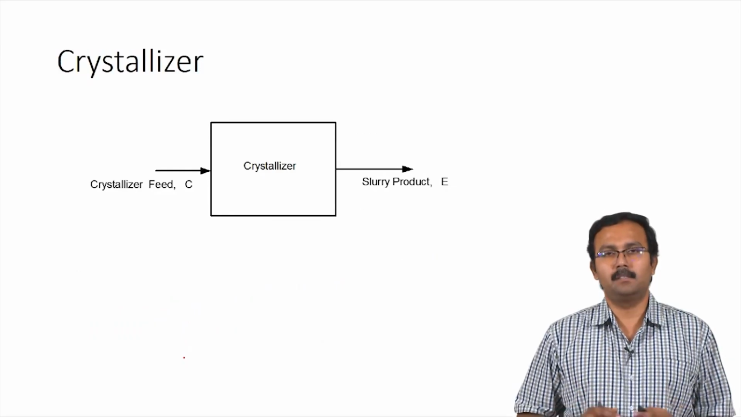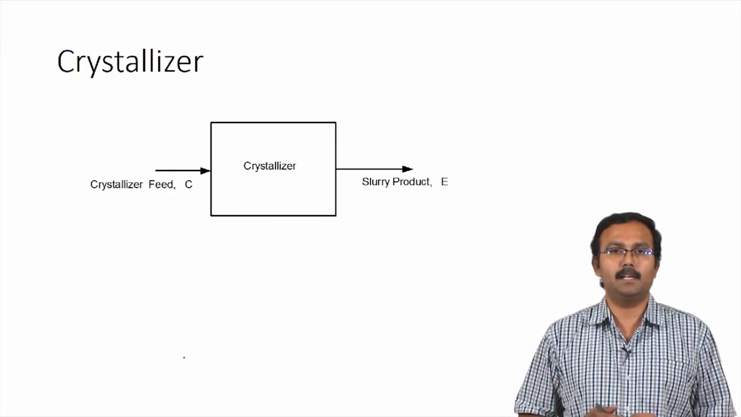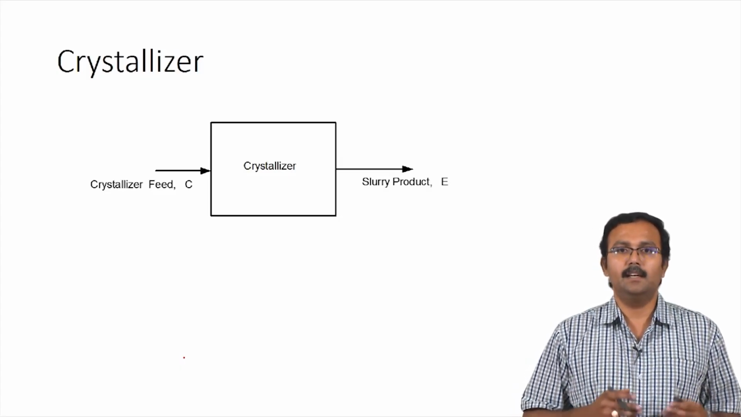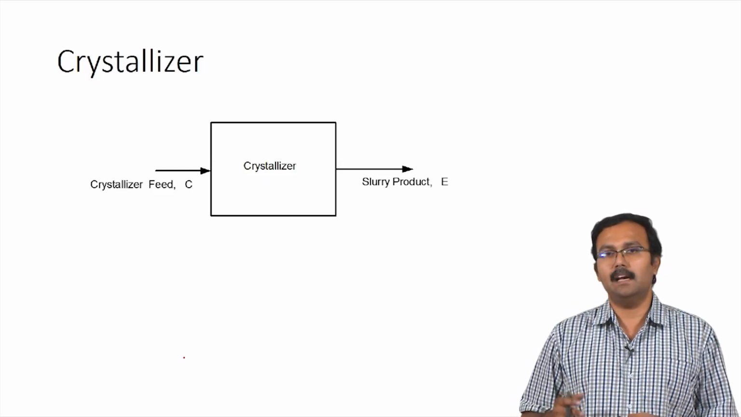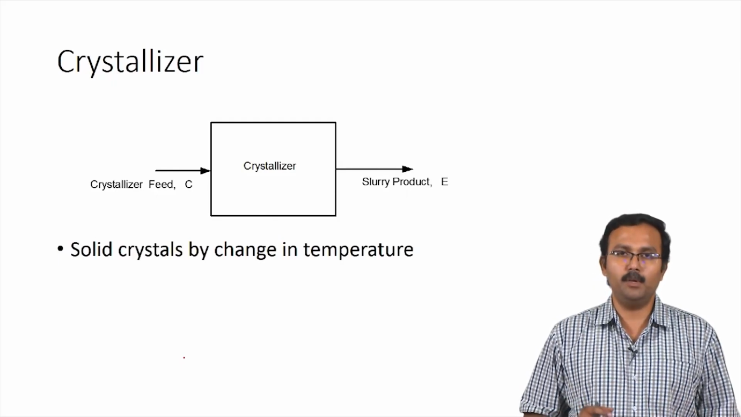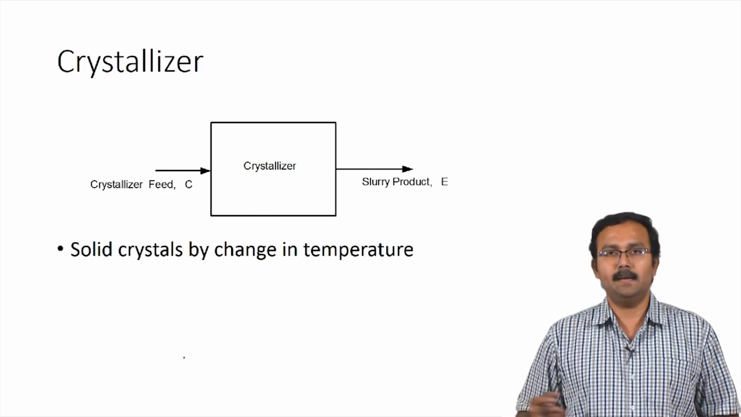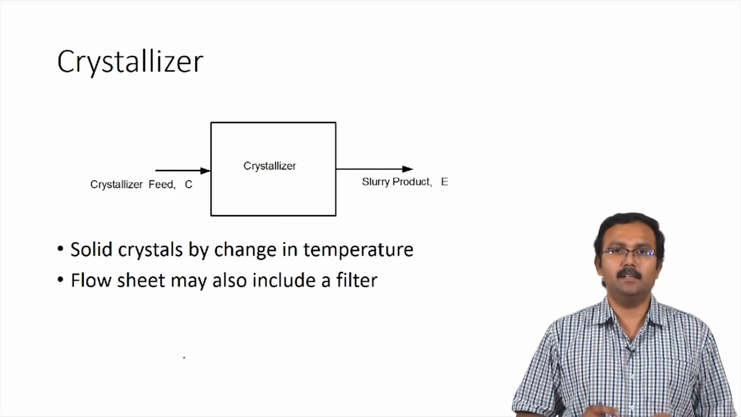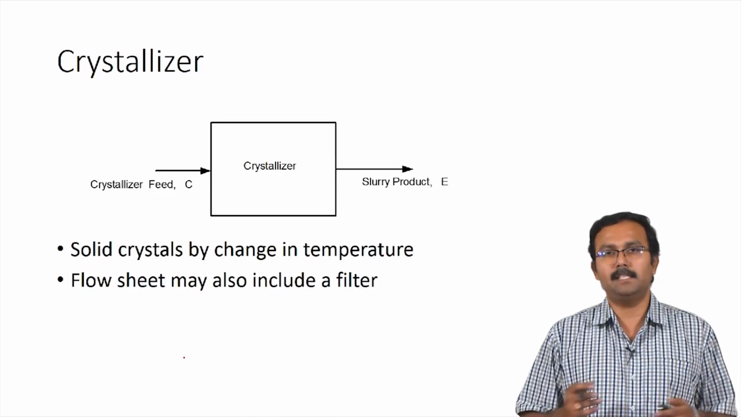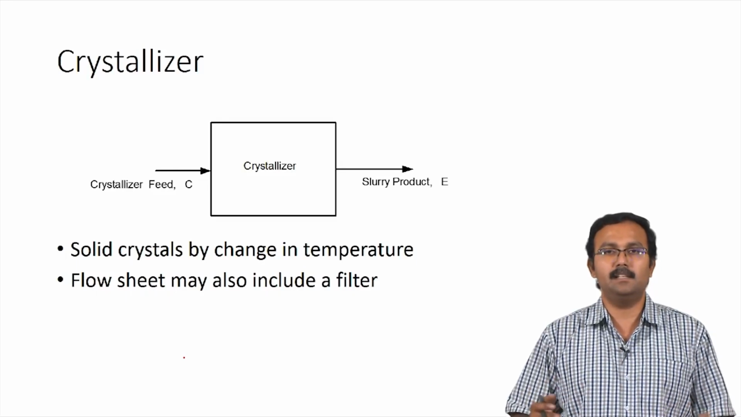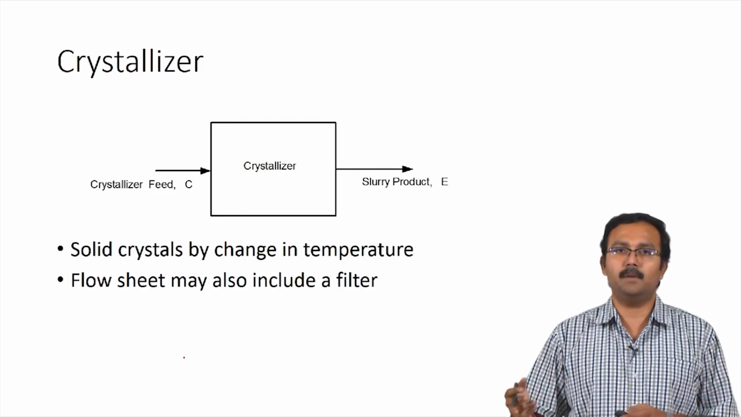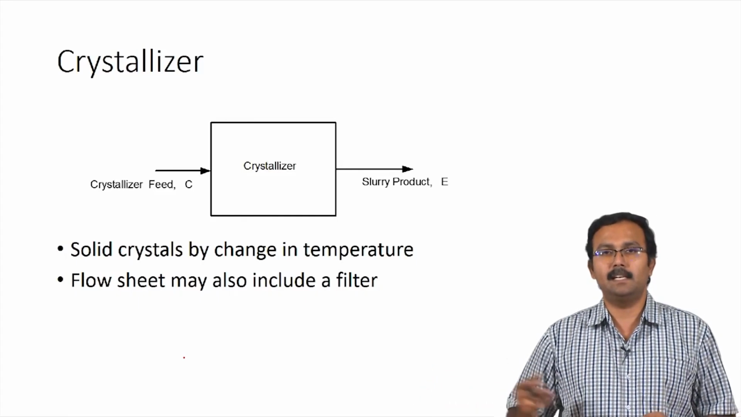Here is another common system which is used in many chemical and biochemical industries. It is called a crystallizer. A crystallizer feed enters into a crystallizer and you end up getting a slurry product which leaves the system. What happens here is solid crystals are produced from the crystallizer feed by change in temperature. This flow sheet many a times would include a filter also, because the crystals which are produced need to be separated from the liquid which is accompanying in the slurry. So, for this reason you would have a filter attached to this, remove the solids from the slurry, and the liquids will be sent out as the filtrate.